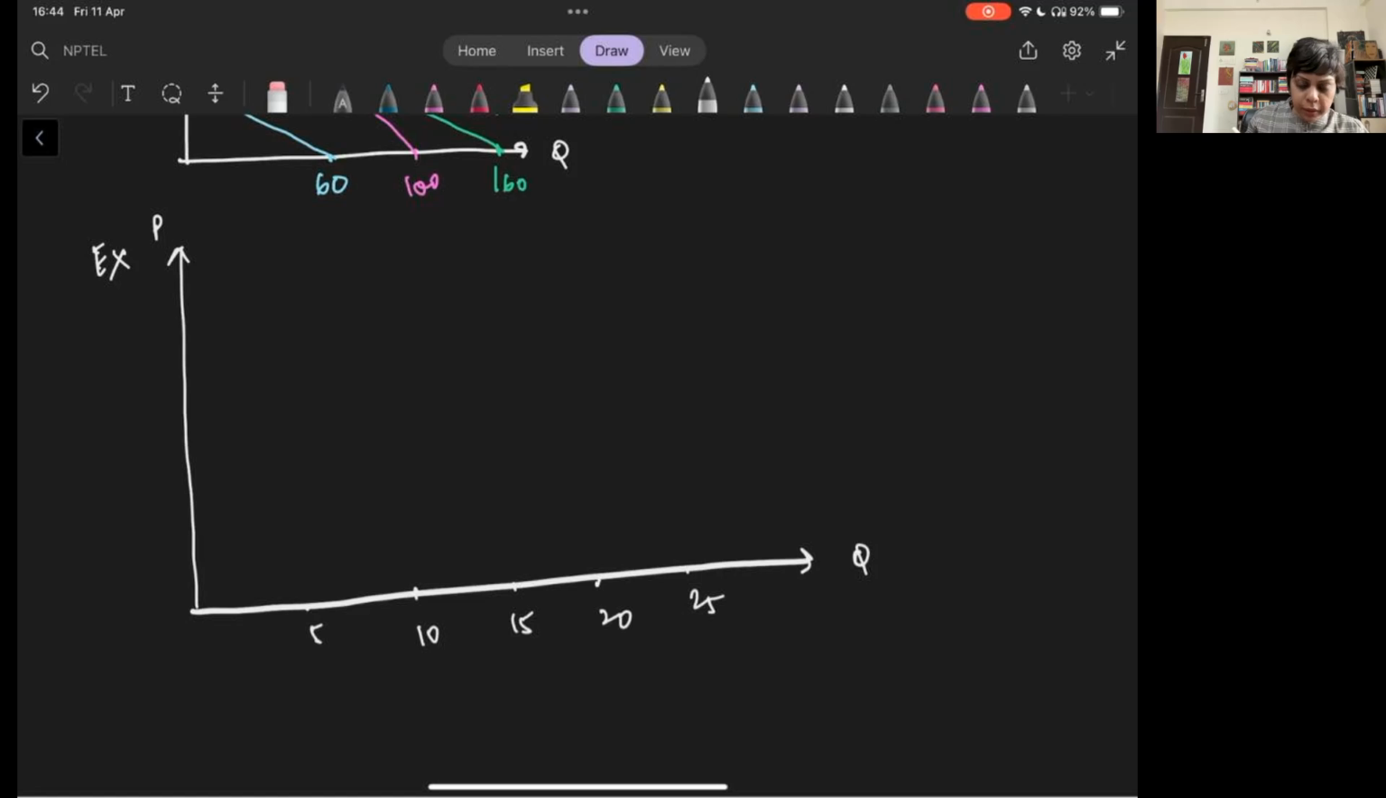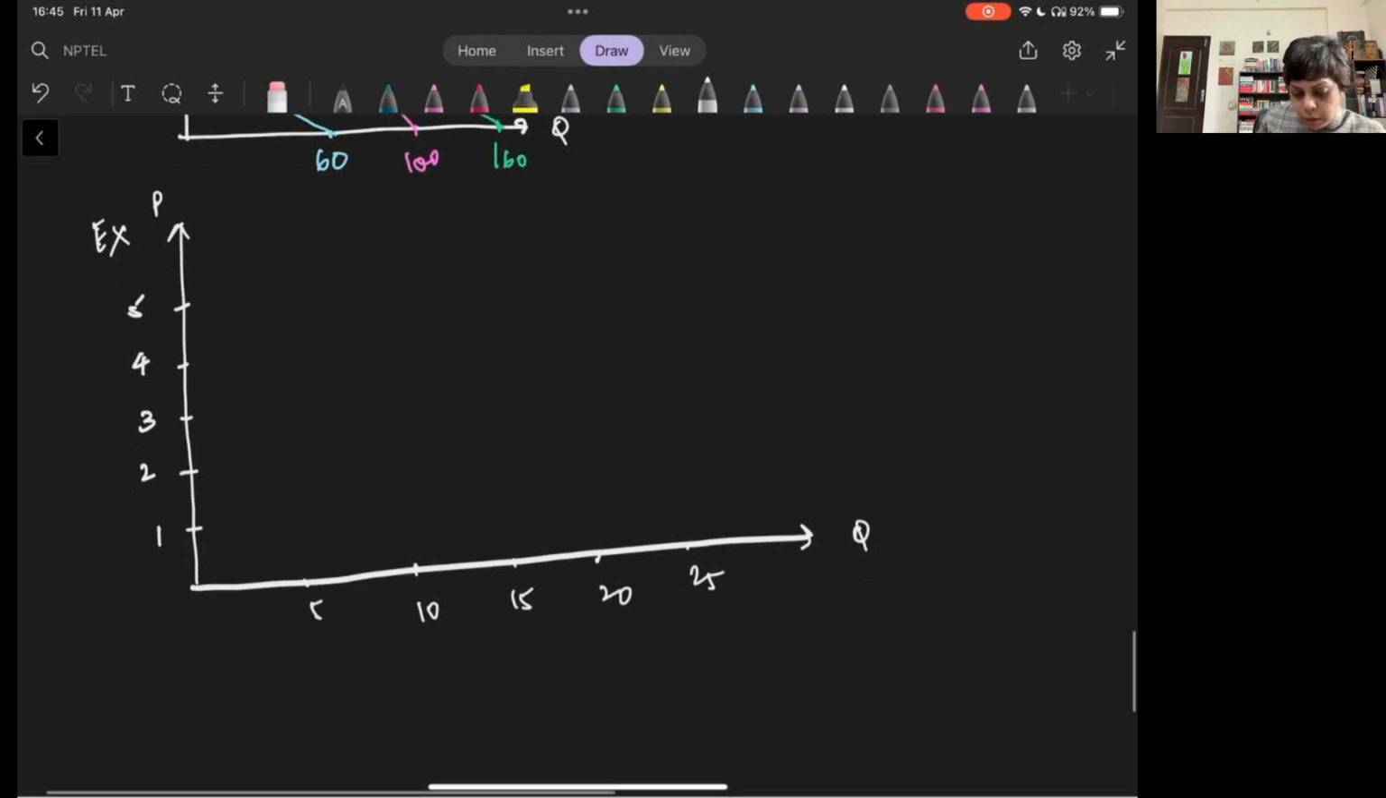Okay, this is something like this. I'm not drawing it exactly because that is a tough call, but just for reference. So I'm drawing the individual demand curves here.